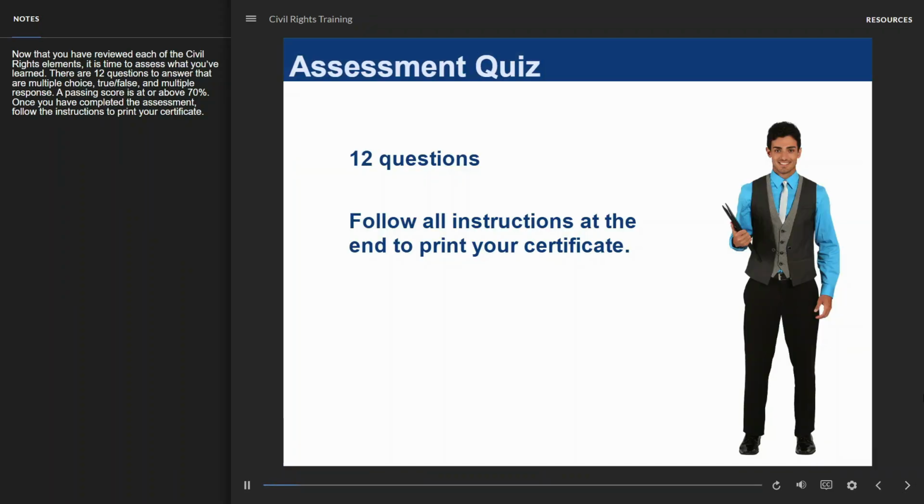Now that you have reviewed each of the civil rights elements, it is time to assess what you've learned. There are 12 questions to answer that are multiple choice, true, false, and multiple response. A passing score is at or above 70%. Once you have completed the assessment, follow the instructions to print your certificate.